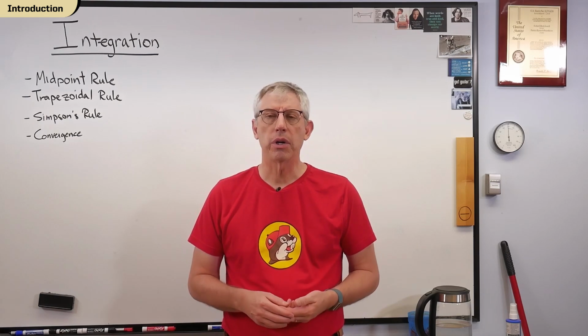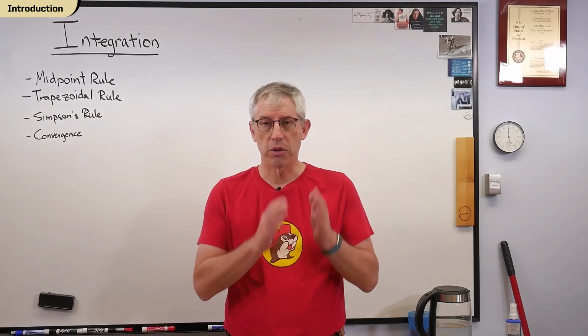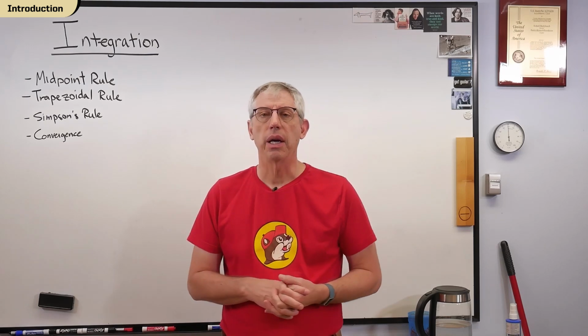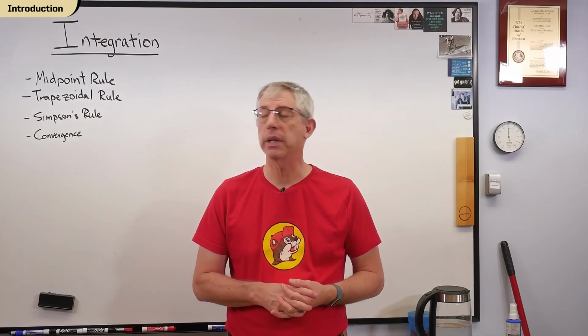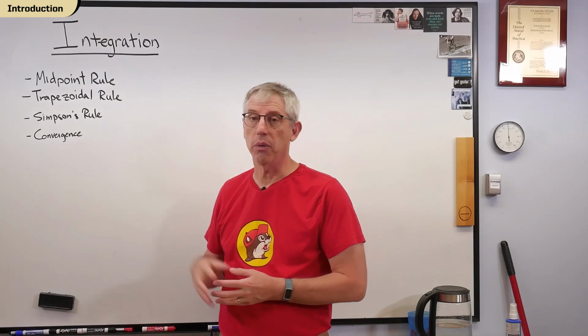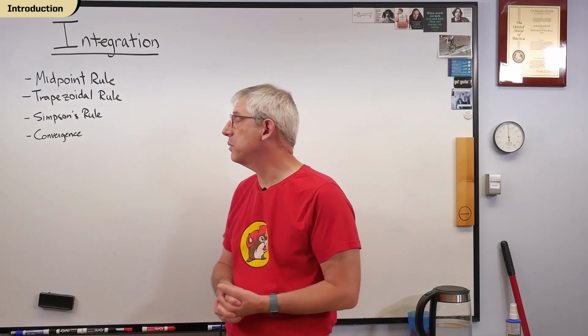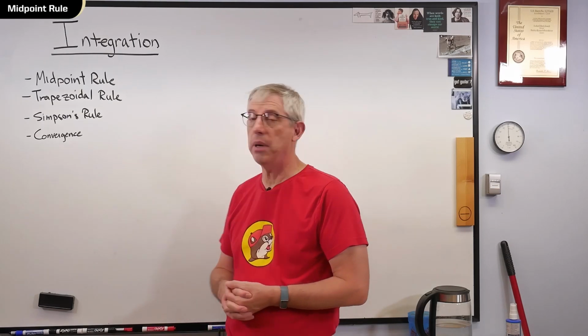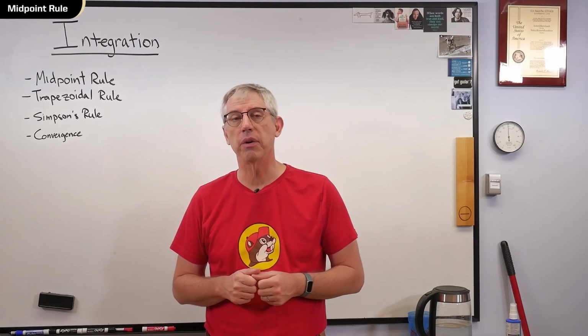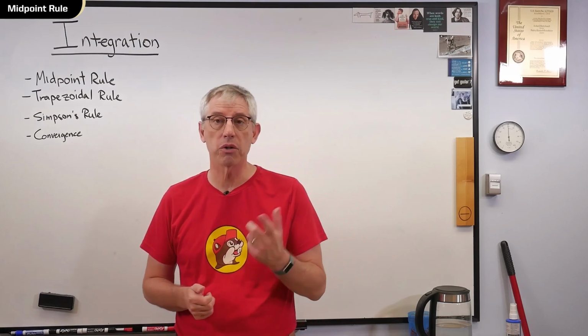So earlier, we talked about Riemann sums, which is just adding up boxes, and touched on trapezoidal rule. Well, there are some other possibilities here, and they are midpoint rule, trapezoidal rule, Simpson's rule, and then we're going to talk about convergence a little bit. So let's start with midpoint rule, which is just a different take on Riemann sums. Here's what it looks like.